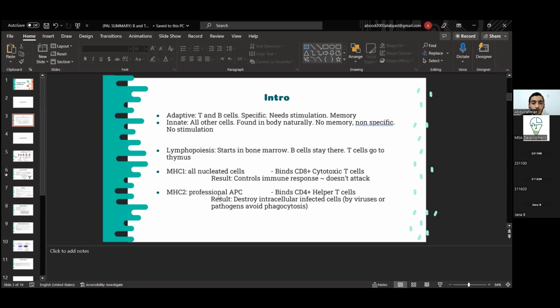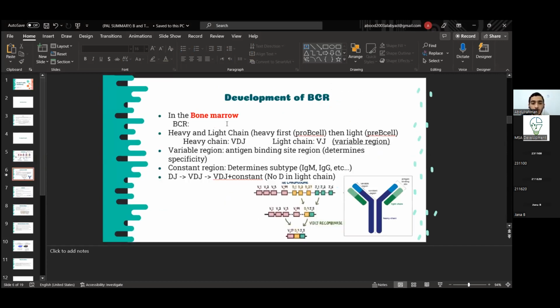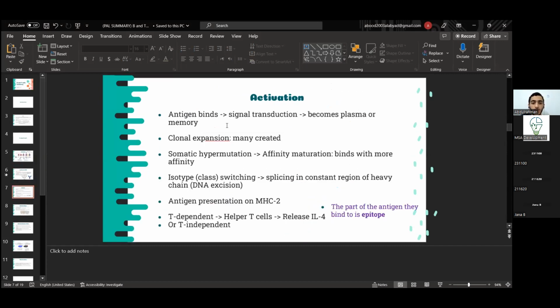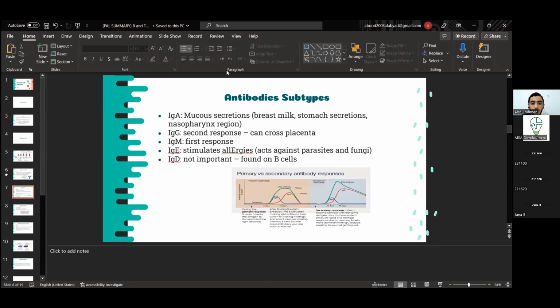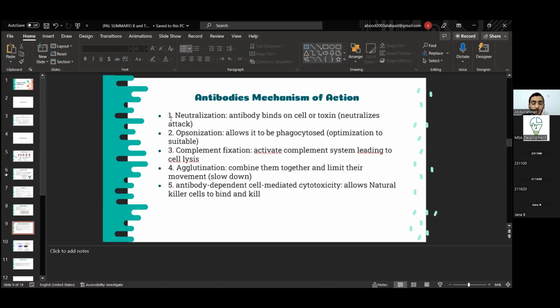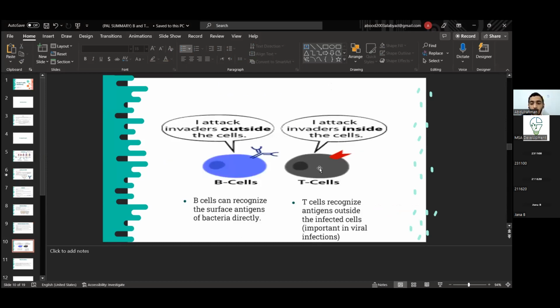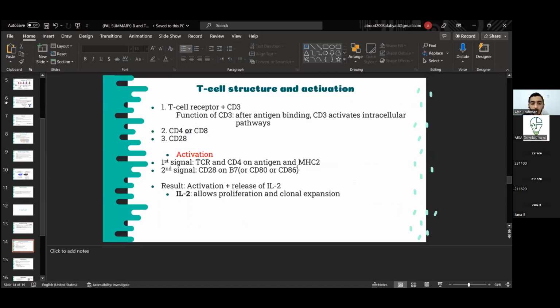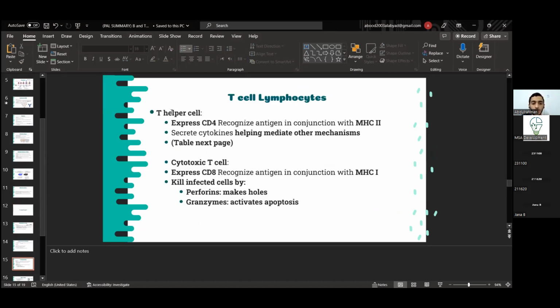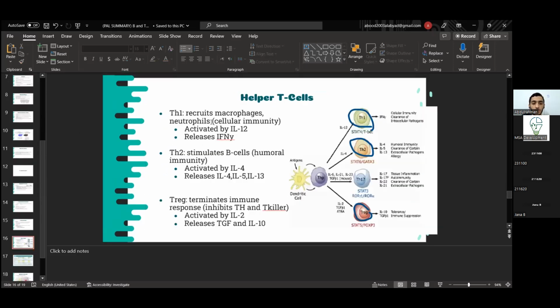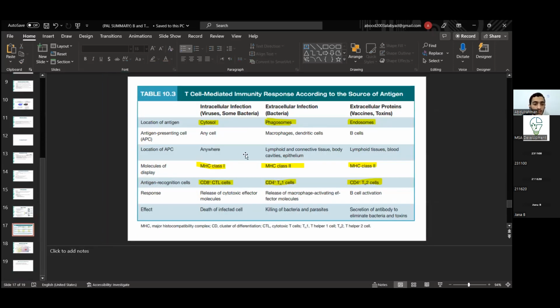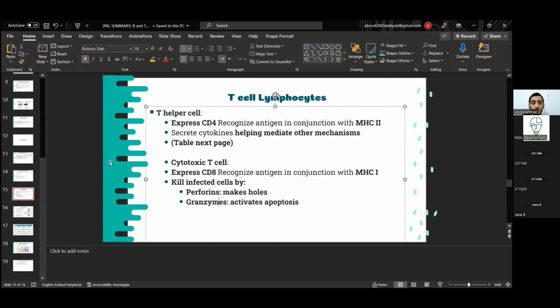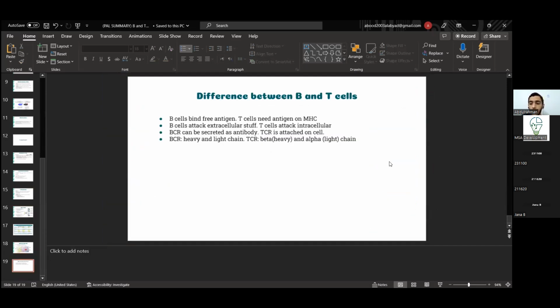This is the MHC class 1, MHC class 2, B cells, development. This is what you need to know from the development. This is what you need to know from the activation. This is the subtypes. This is the function. This is the difference between B cells and T cells. Clinical correlations, the different clinical correlations we had for B cells, and then the T cells. That is the formation, the activation, the structure, and then the different function of the helper T cells, cytotoxic T cells. Okay, so this is all you need to know for this lecture in general.